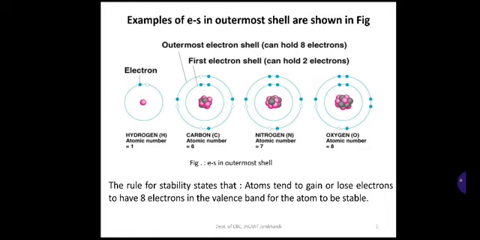So the rule for stability states that atoms tend to gain or lose electrons to have 8 electrons in the valence band for the atom to be stable. The outermost orbit is called the valence band. So atoms tend to gain or lose electrons to have 8 electrons in the valence band for the atom to be stable.